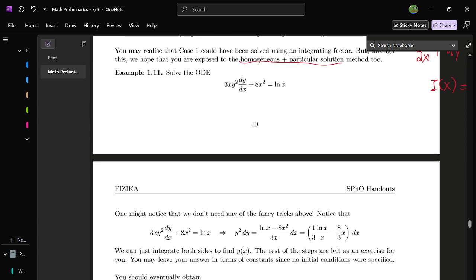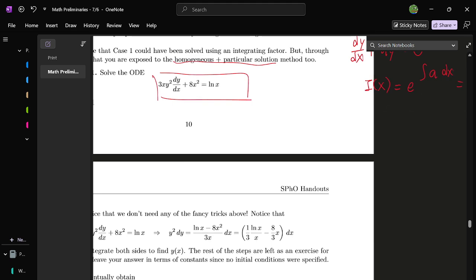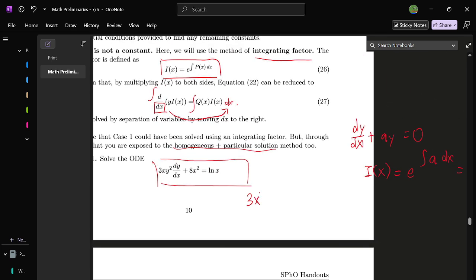So you want to solve this ODE. So actually, this is kind of a trope because if you manipulate it correctly, you realize that you do not need any of the fancy tricks above. So how are we manipulating this? 3xy^2 dy/dx + 8x^2 = ln x. So just shift things around.